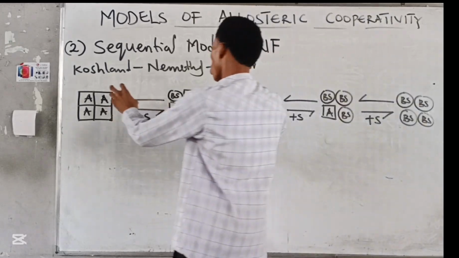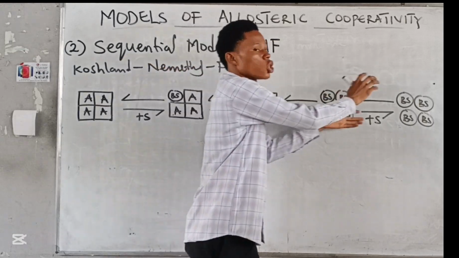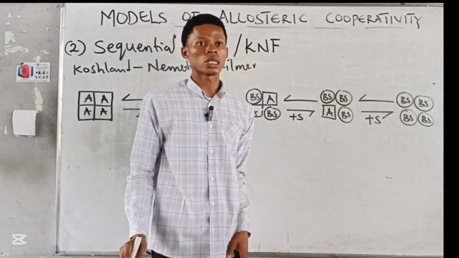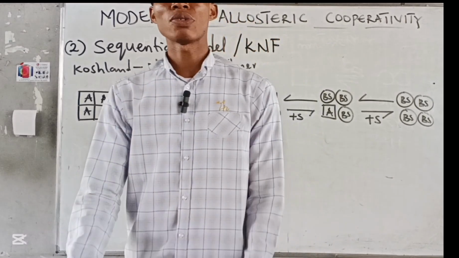So you can see, one subunit is changing, 2, 3, until all of them change to the relaxed state. So those are the two models of allosteric cooperativity. Any question?